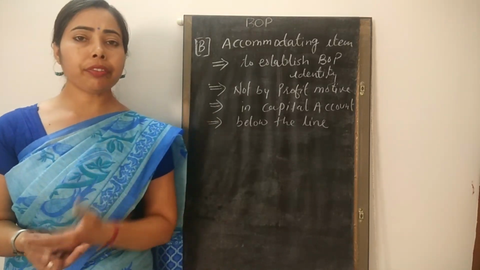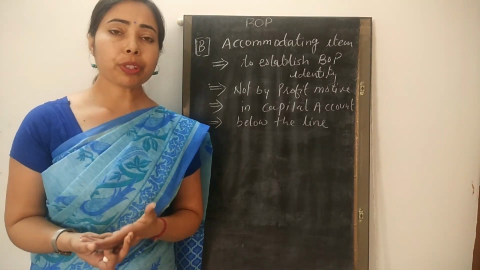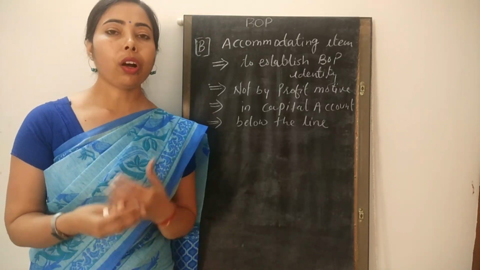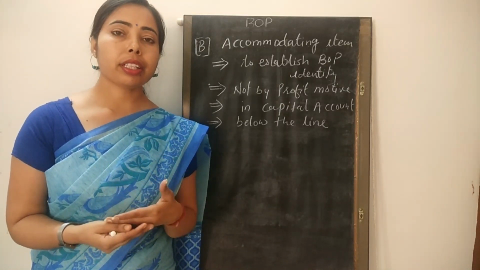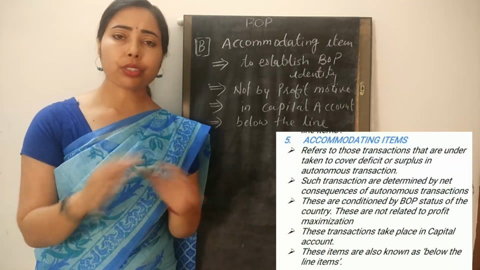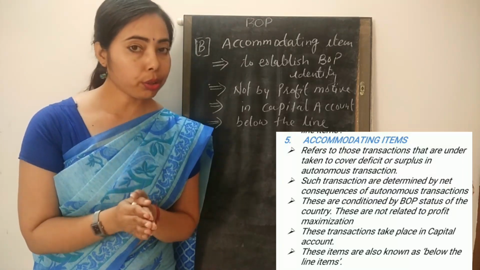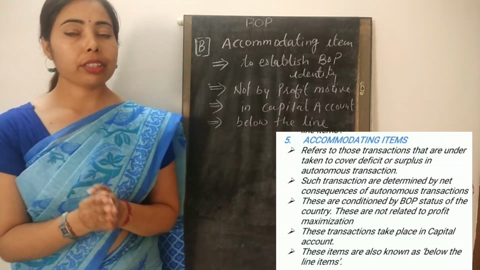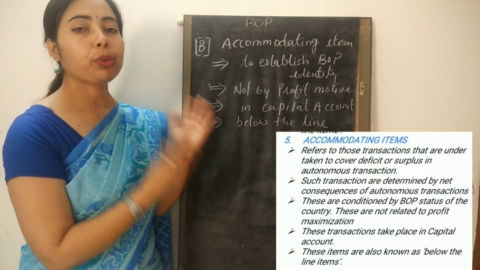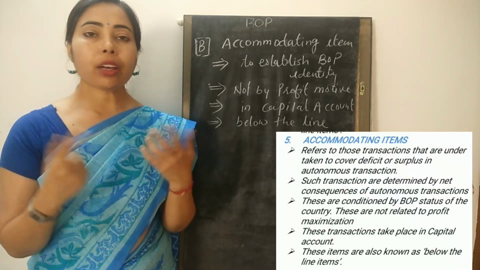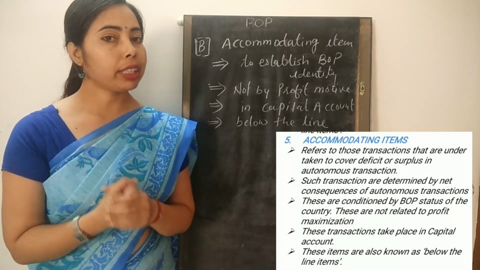For example, if an Indian has purchased a foreign security bill just to earn profit, or an Indian has invested their money in a foreign country just to earn profit, those types of transactions will be autonomous transactions. An accommodating transaction is totally related to BOP status. If BOP status is deficit or surplus, accordingly an accommodating transaction will take place.